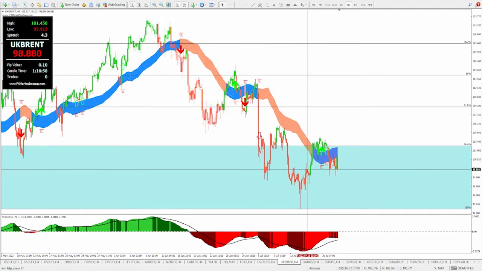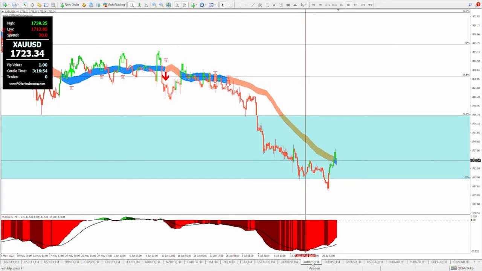Brent is the same scenario, going down. Okay, gold, what is the scenario for gold, guys? Gold is going to drop to almost, let's say, 1670, and that's it. Maybe 1650 as a maximum. I don't even think it's going to reach. This is too much.